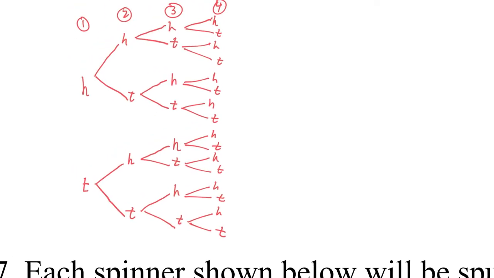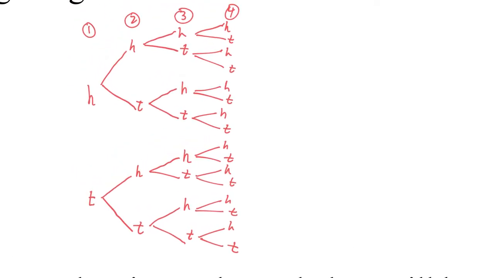4 tails in a row. Well, where do we have 4 tails in a row? We only have 4 tails in a row right here. 1, 2, 3, 4 tails in a row. How many times did this happen? Well, it happened one time out of a total of 1, 2, 3, up to 16. So 4 tails in a row happens 1 out of 16 times.